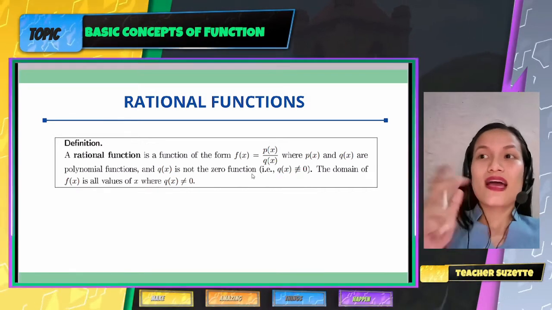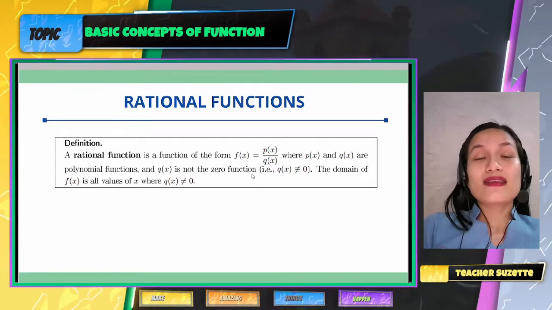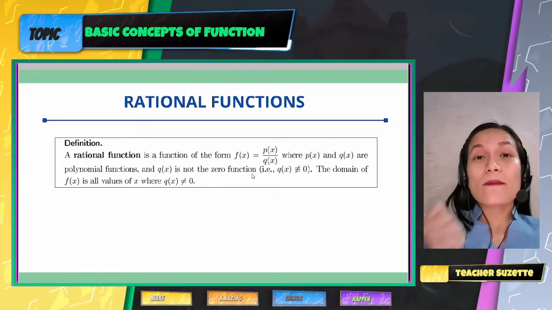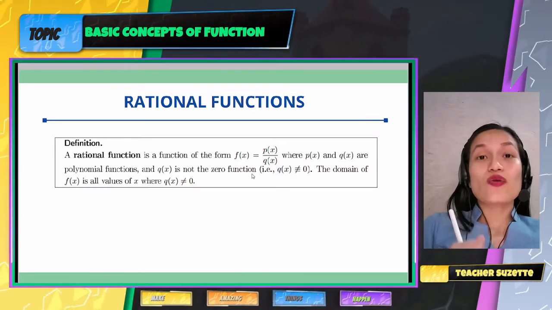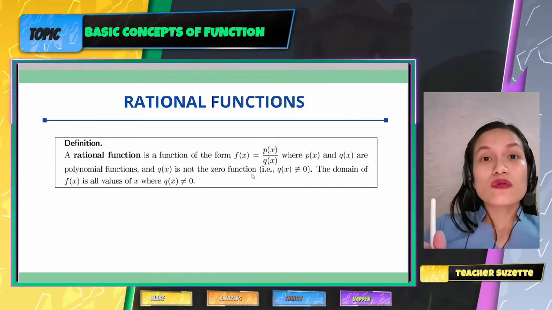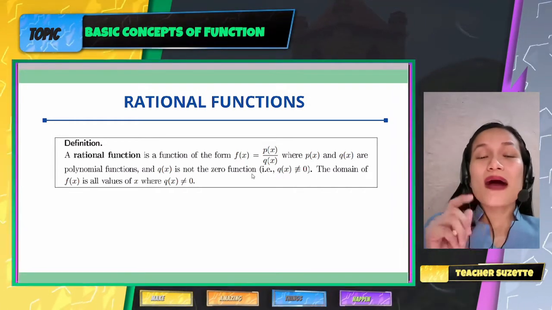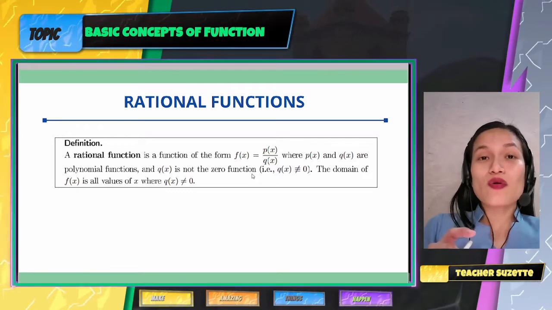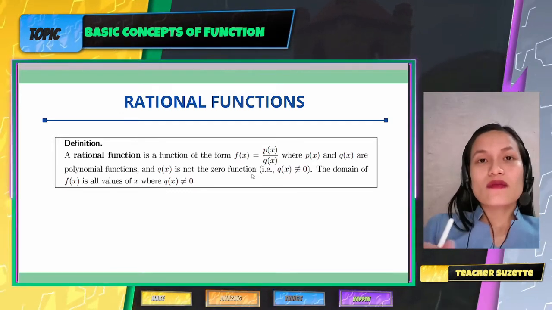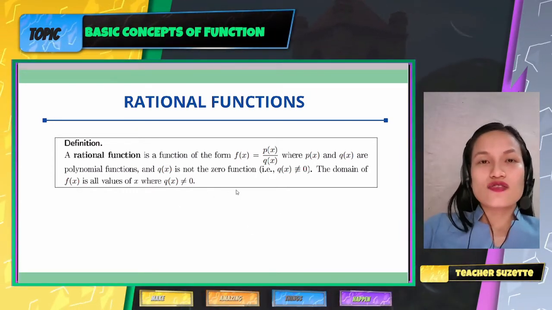There are times kasi na kahit yung positive 2 ay pwedeng mag-lead to 0 denominator, lalo na kapag nag-substitute ka na sa iyong q of x. So, halimbawa, ang q of x mo is x minus 2. So, 2 minus 2 is equal to 0. So, therefore, isa sa mga bawal na values sa domain mo or set of x mo is x is equal to 2. So, that's it po for the definition of rational functions.